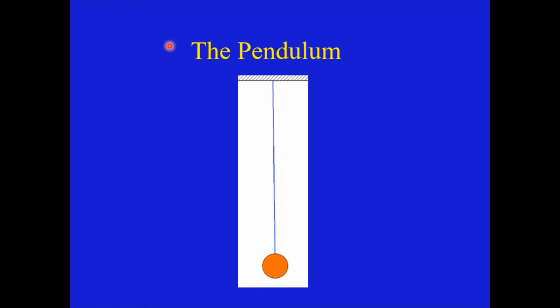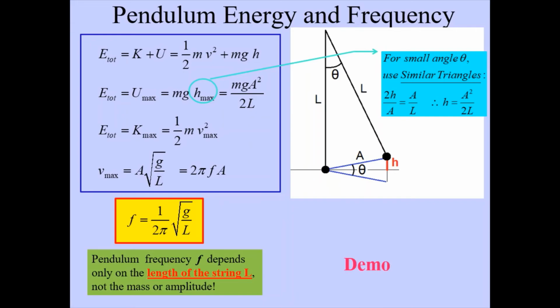So now we're going to turn to another very important simple oscillator system, and this is the pendulum. The pendulum has a mass down here which hangs from a string or a rope or a cable, and it swings back and forth like this. The pendulum mass down here is often called the bob. So this is the bob of the pendulum, which is swinging back and forth due to gravity.